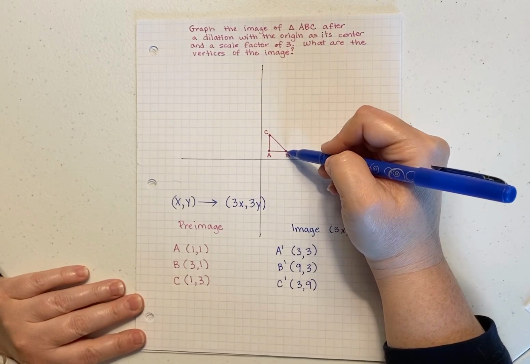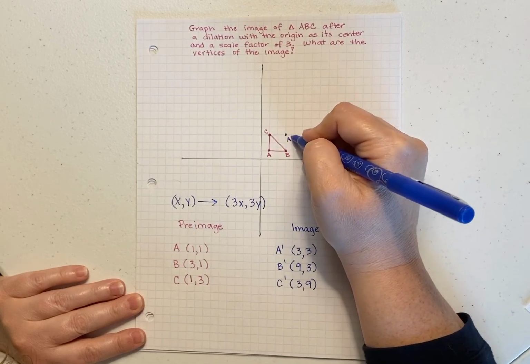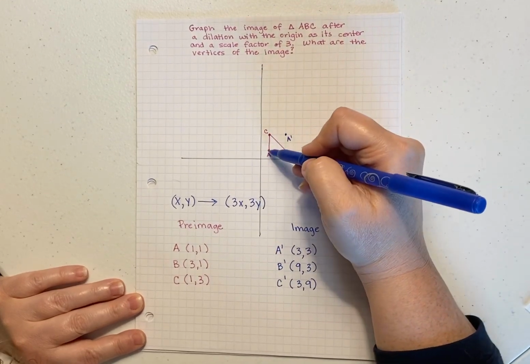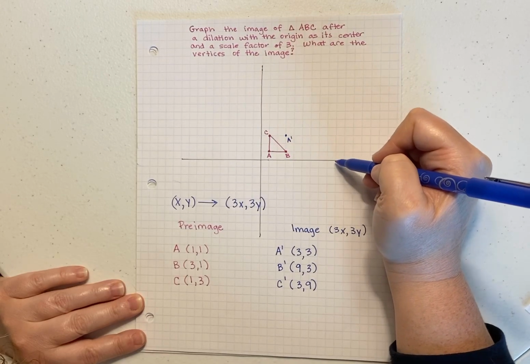1, 2, 3, 1, 2, 3. Here is my A prime. Okay. And then I've got 9 across. So 1, 2, 3, 4, 5, 6, 7, 8, 9.